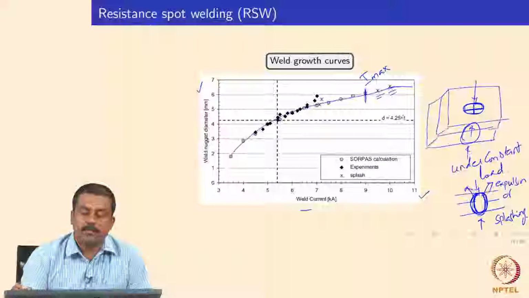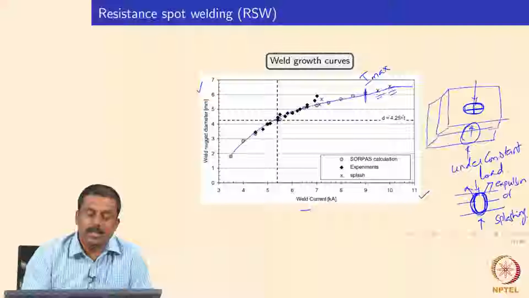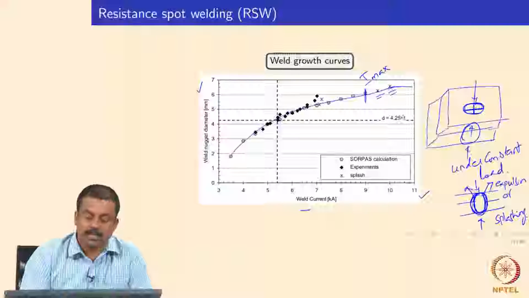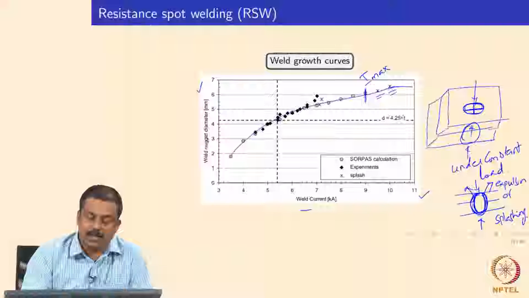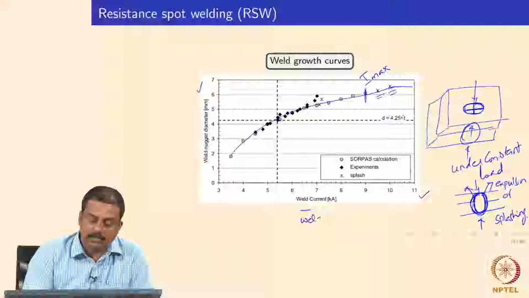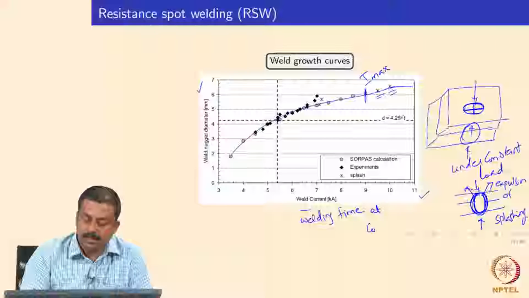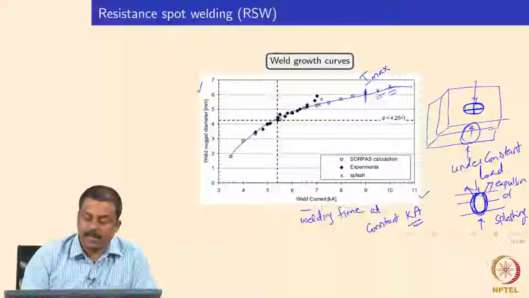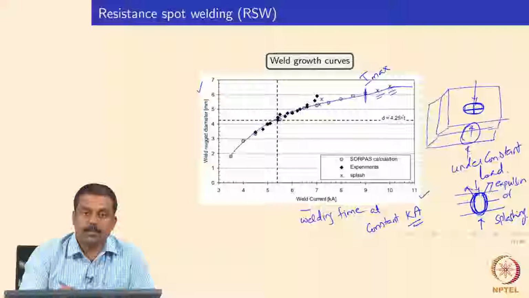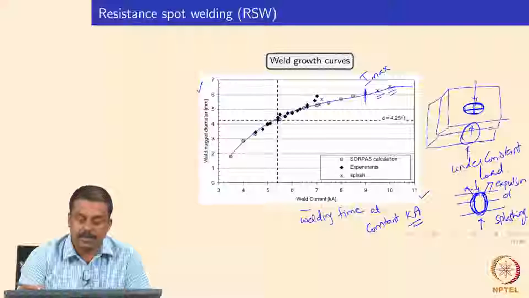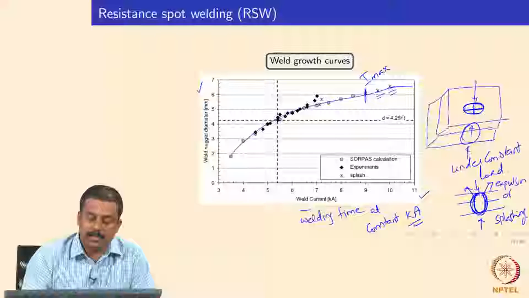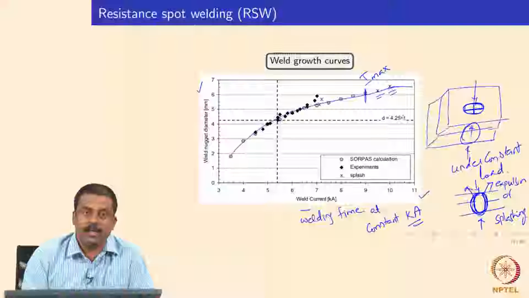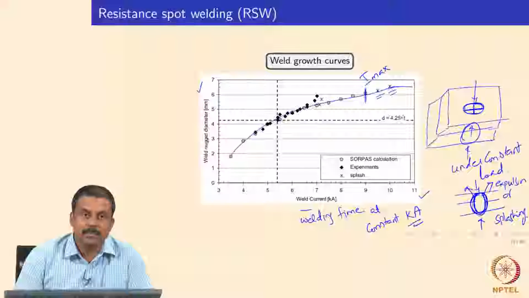And we get the weld growth curves as a function of welding current, and we can also get weld growth curves as a function of welding time at constant welding current. We can also develop such curves, but the most desirable or most informative graphs for our resistance spot welding application is how much current you need to pass to form a weld nugget diameter of desired value.